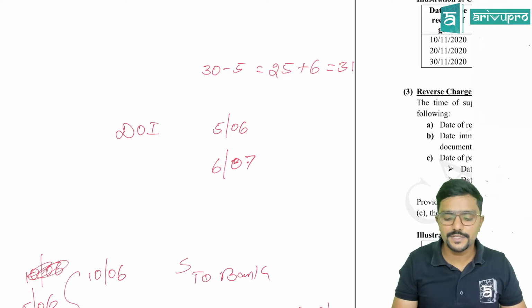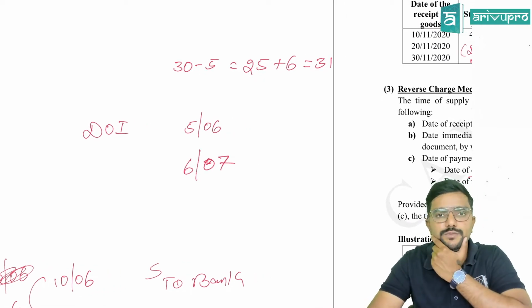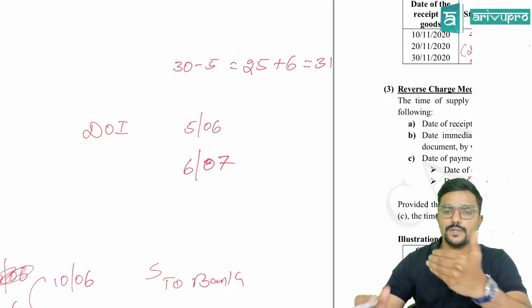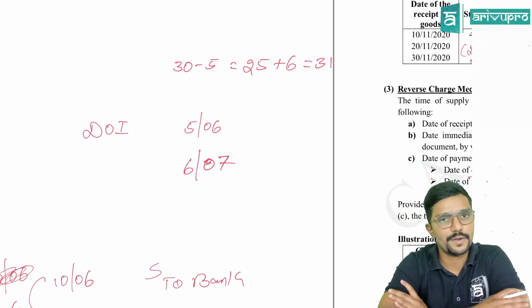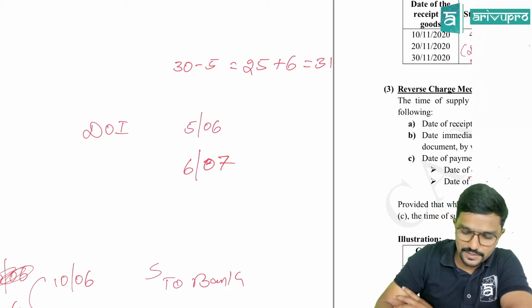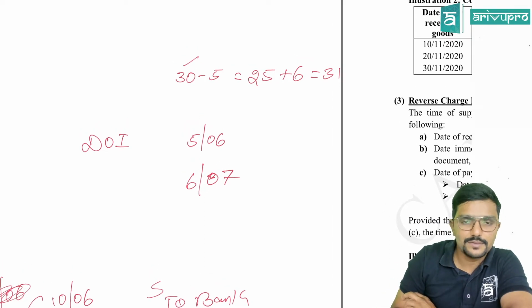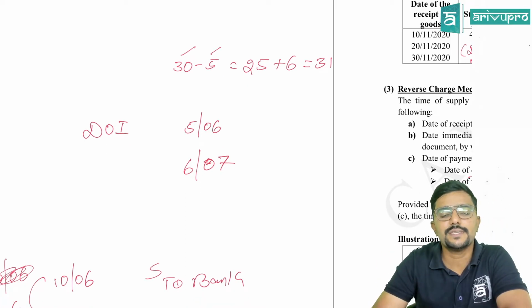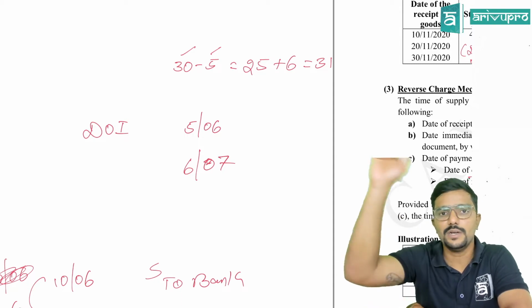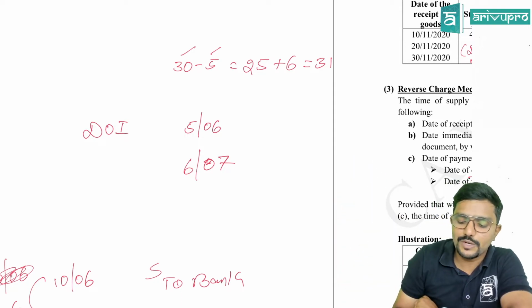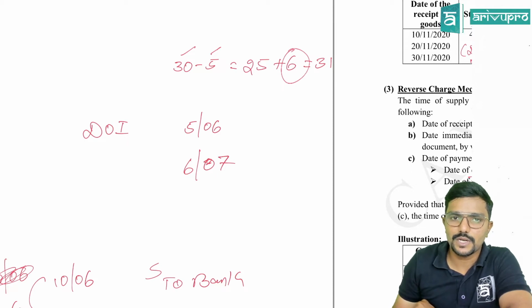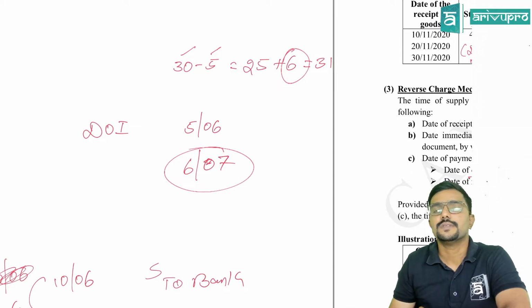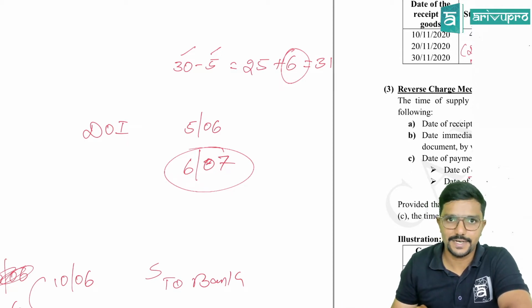I repeat this calculation. The invoice is issued on 5th June, so 5th June has to be excluded. The date of the invoice or document has to be excluded, so take the 31st day from the next day. How many days in June? 30 days. From that, reduce 5 days, because the invoice is issued on 5th June; including that day, reduce it. How many days are remaining? 25 days. But I want 31 days, so how many days of July should I take? 6 days. So the 31st day from the invoice date is 6th July. This is how we will calculate.